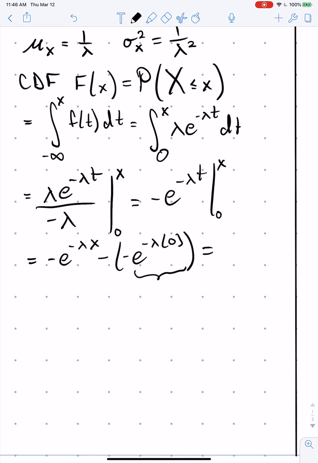Anything to the power of 0 is just 1. So 1. We have negative and a negative here. It becomes a positive 1 minus e to the negative lambda x. So a nice closed form for the cumulative distribution function.